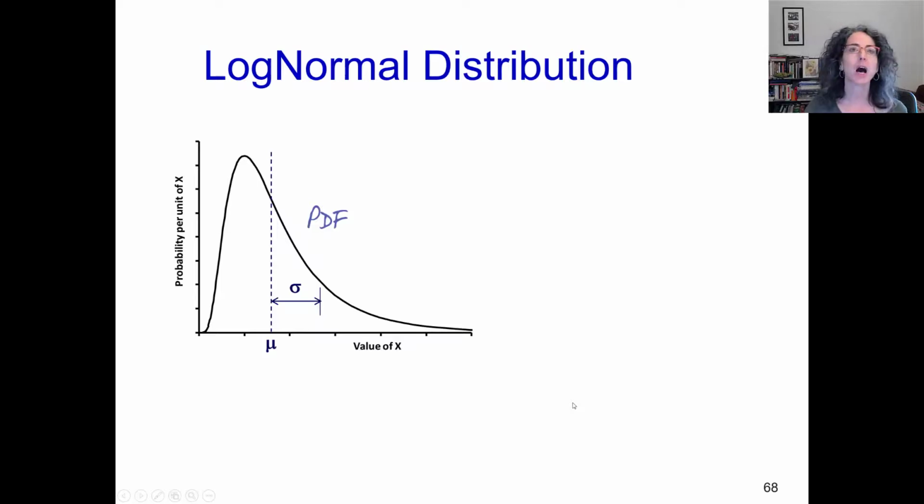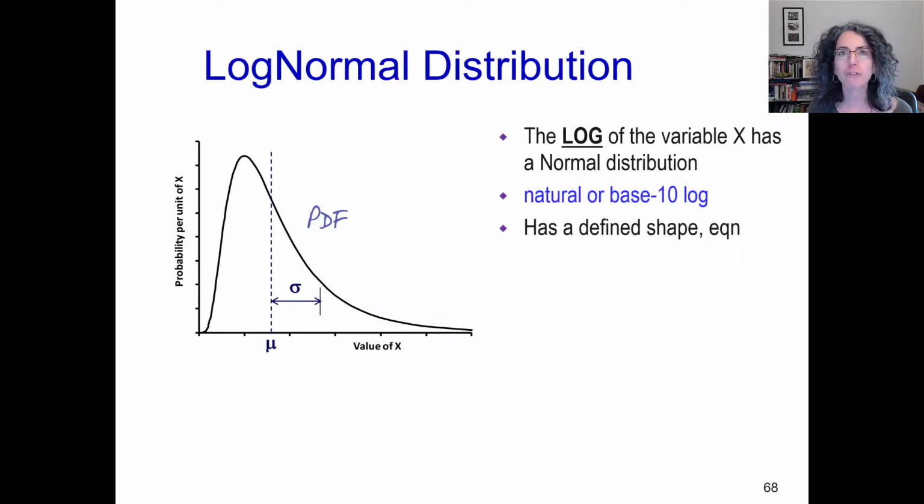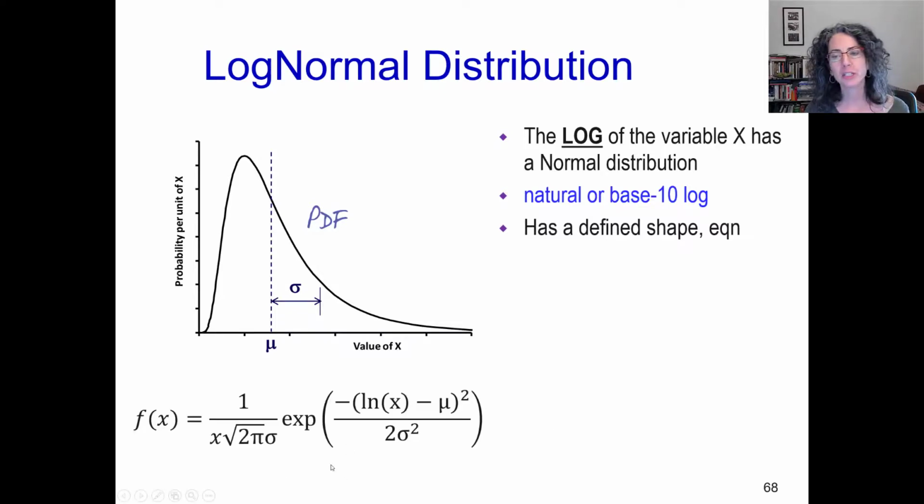Okay, finally, we have the log normal distribution. And this is a distribution for which the log of our variable x has a normal distribution. It might be natural log, it might be base 10 log, it could be log of any other base. Most often in other fields, you'll see natural log, but in hydrology, we do often use base 10 log. It has a defined shape and equation. Here's the equation down here, and this version is using the natural log.